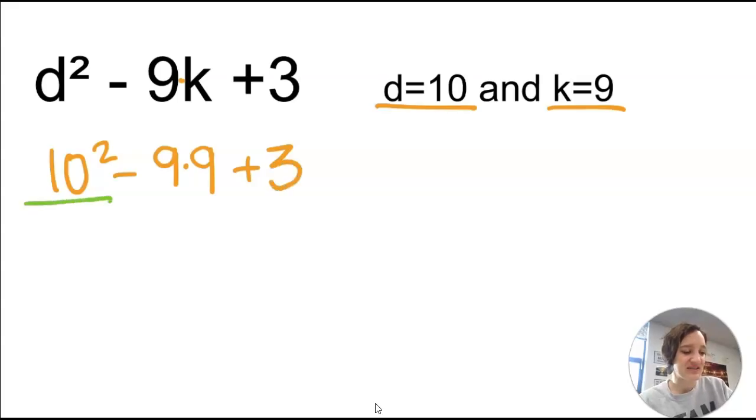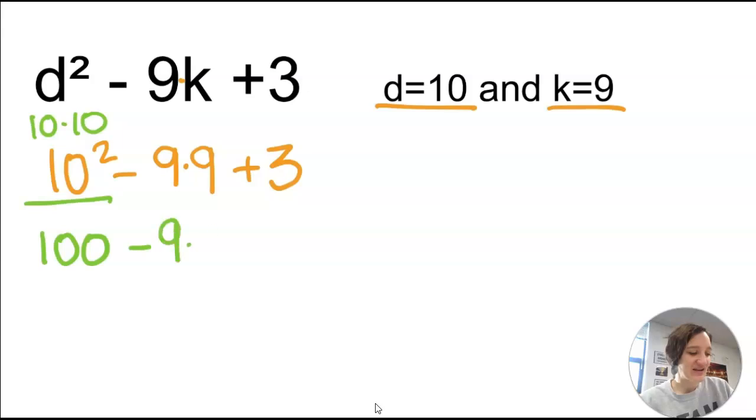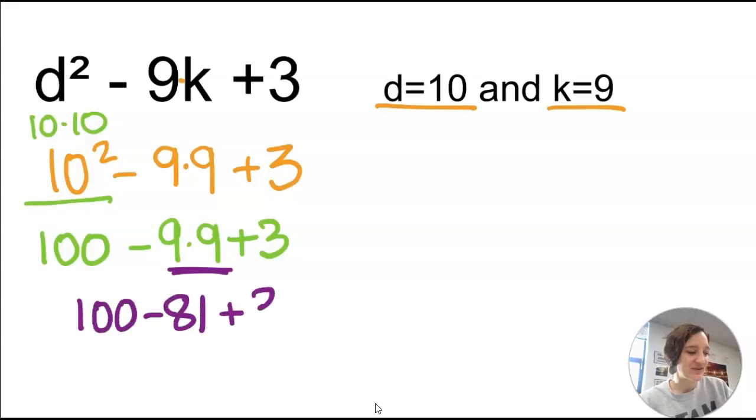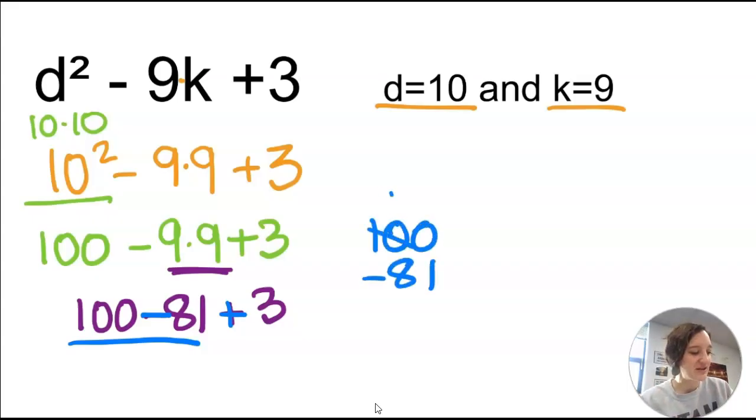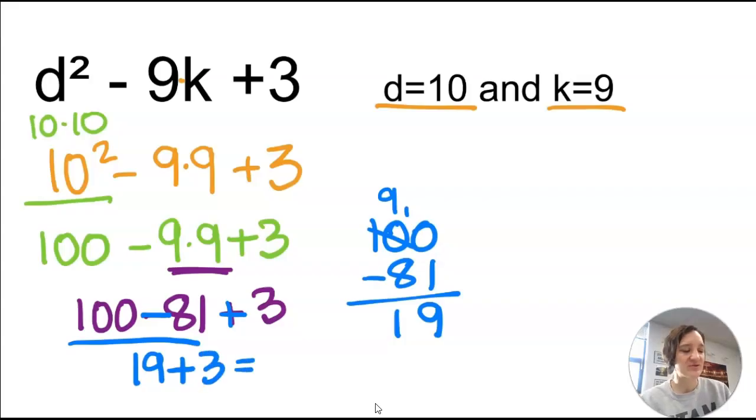Exponents first. 10 squared is 10 times 10, which is 100, minus 9 times 9 plus 3. I'm going to now do my multiplication, which is 81. 100 minus 81 plus 3. Now I'm going to do minus and add in order from left to right. 100 minus 81 is 19, plus 3 equals 19, 20, 21, 22. 22. Is that what you did on your own?